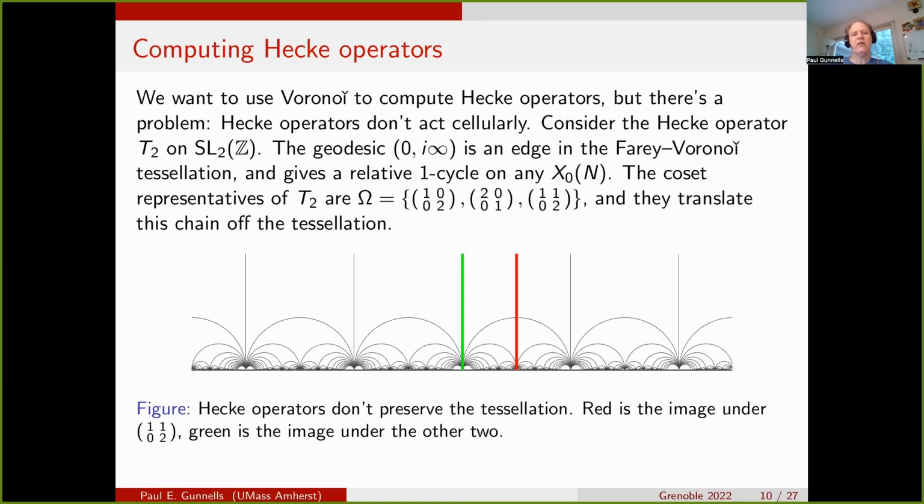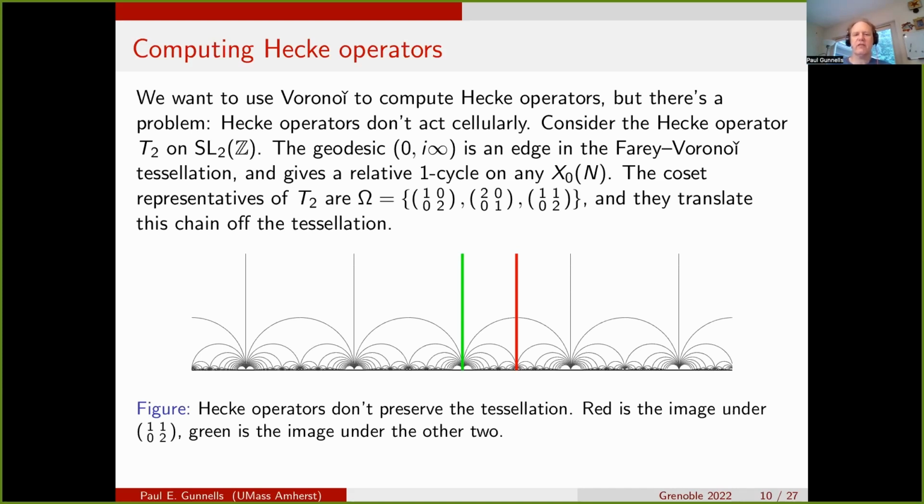The way that you practically compute that is you decompose that double coset as a disjoint union of single cosets. Here I'm indicating the representatives of single cosets by the set omega. These are the representatives that you use to compute the action. It's an exercise in algebra to write out that that's what you need, and you can see details of this in many places, for example, Shimura's book on automorphic forms.